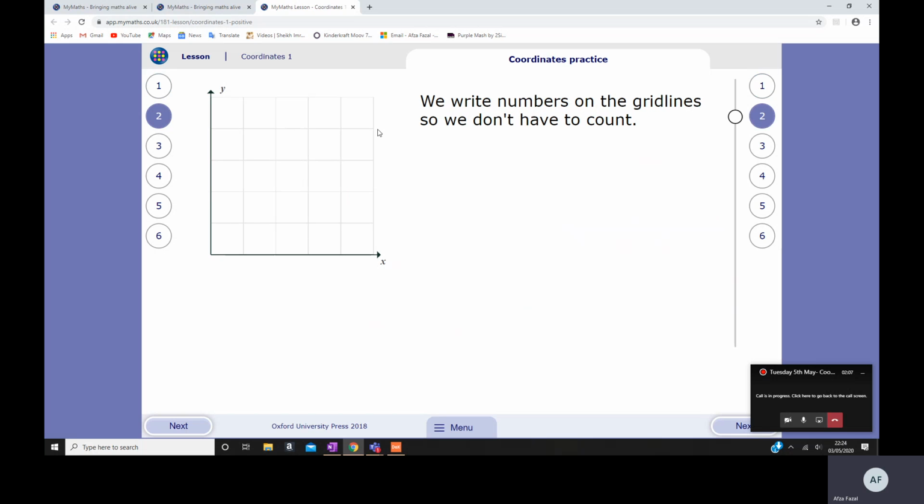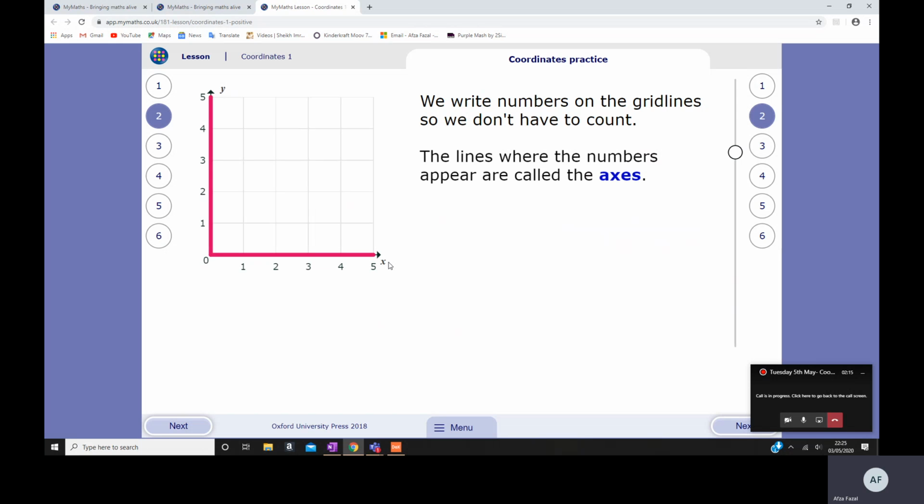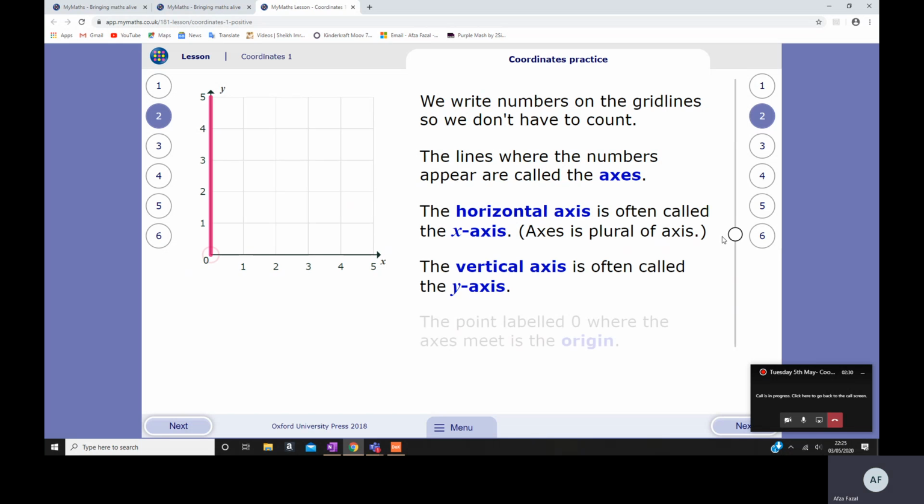Right, so we write numbers on the grid line so we don't have to count. If not, you'd be counting every single square that you're actually plotting a dot on. But they're called axes. That's why we've got a little X and a little Y. The one that you go along, along the corridor, that's the X axis. Up the stairs is your Y axis. So X axis and Y axis. The point labeled 0 is where the axes meet, the origin. That means the start of the chart.